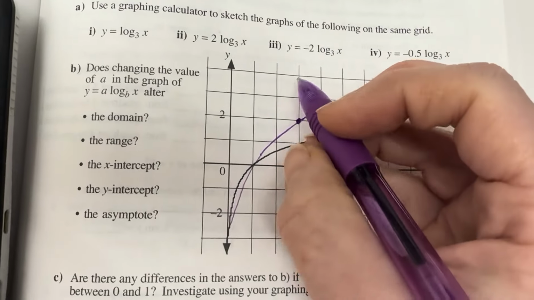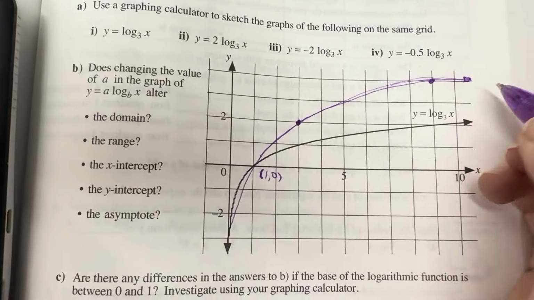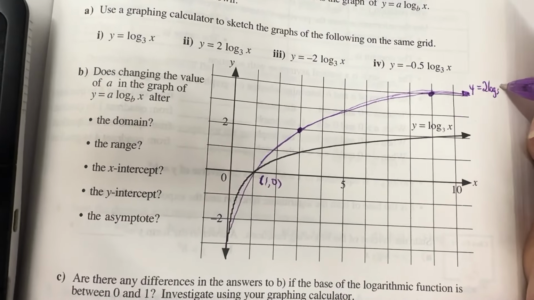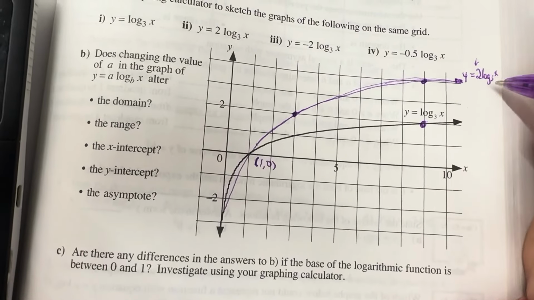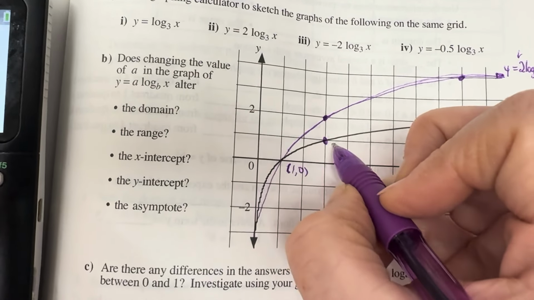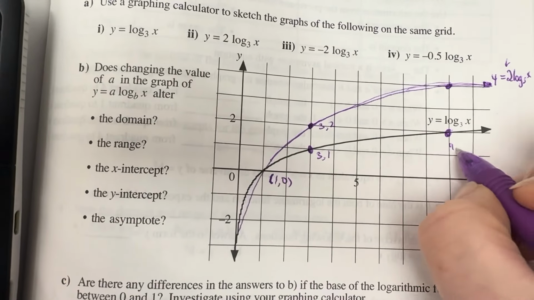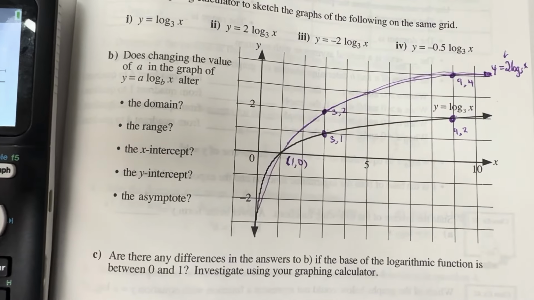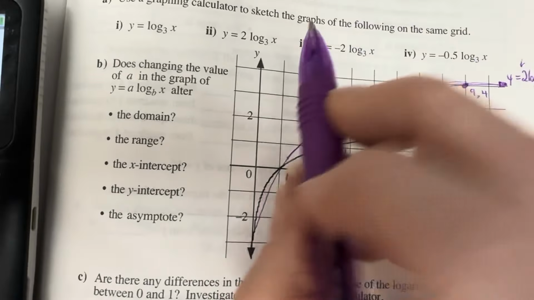Okay, so all of them are going to have the point 1 and 0, but then this one right here, y is equal to 2 log 3x, it makes sense, right? Because it's stretched by a factor of 2. So these ones right here, this was 3 and 1, this is 3 and 2, this is 9 and 2, and this is 9 and 4.